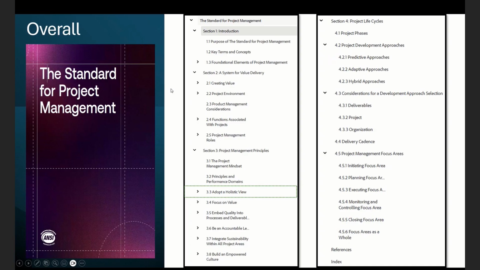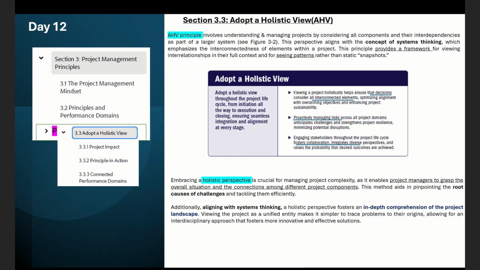Today we're going to talk about the first principle, in section 3.3: adopt a holistic view. A little background. Currently in this specific session, we are starting to work through each one of the principles. Adopt a holistic view is the first principle that you find in this section 3.